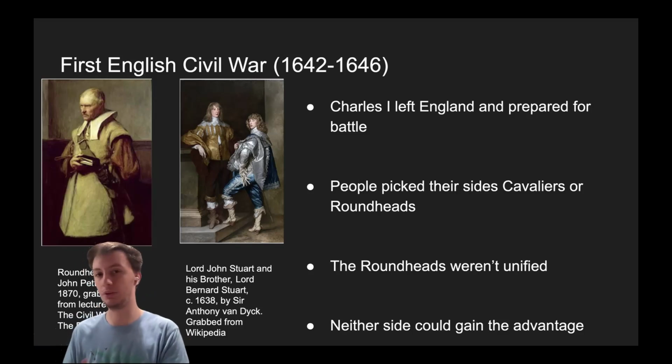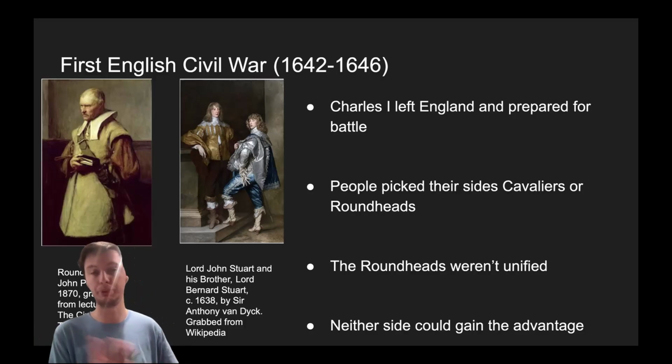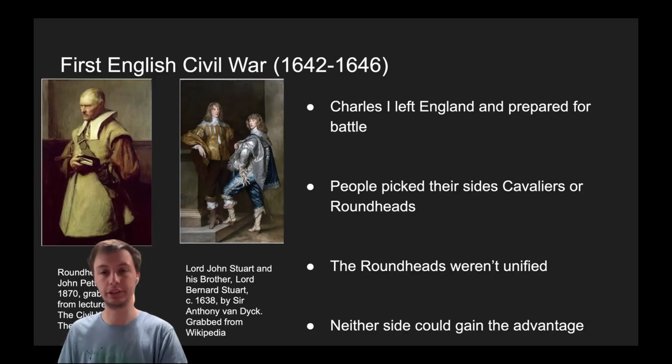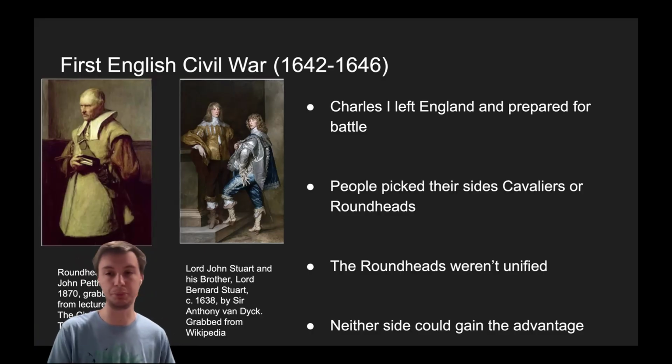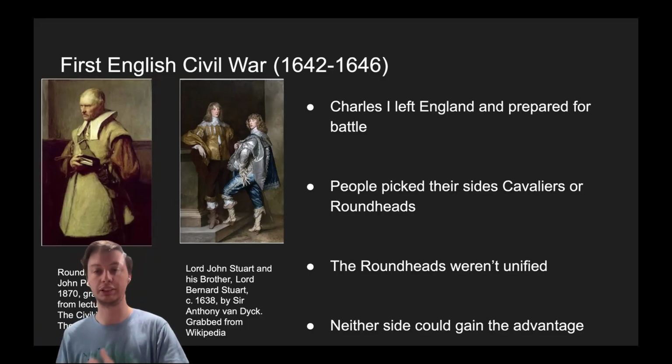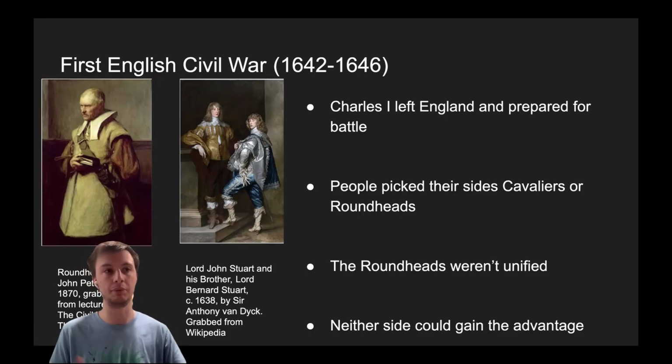Now, the Roundheads were also not unified at the beginning of the Civil War, as you had the Peace Party and the War Party. The Peace Party wanted to meet with the king to come to an agreement on demands and avoid bloodshed of English people and on English land. Whereas the War Party wanted to fight.